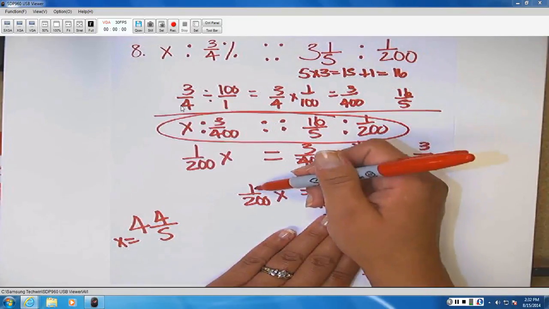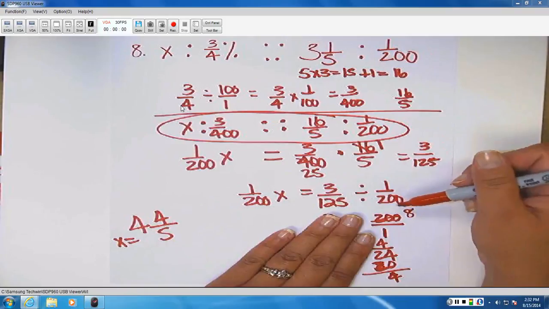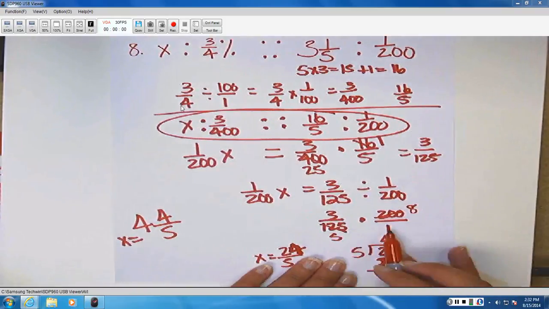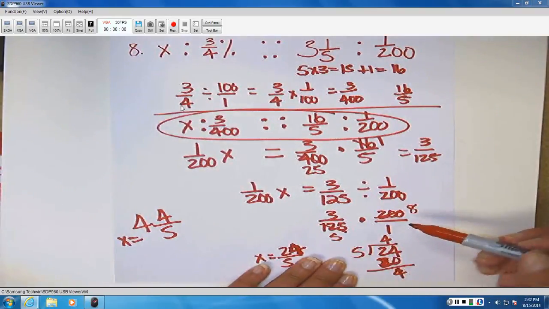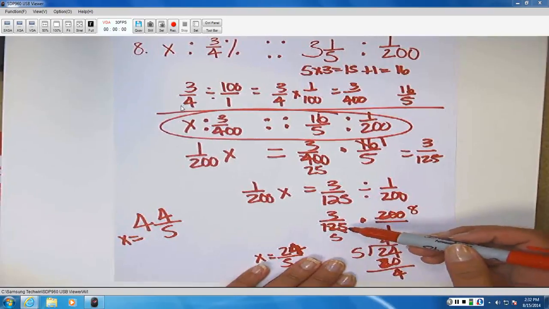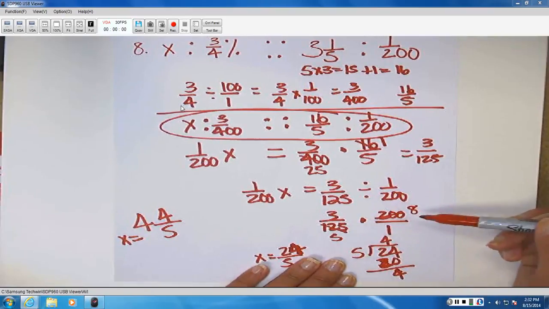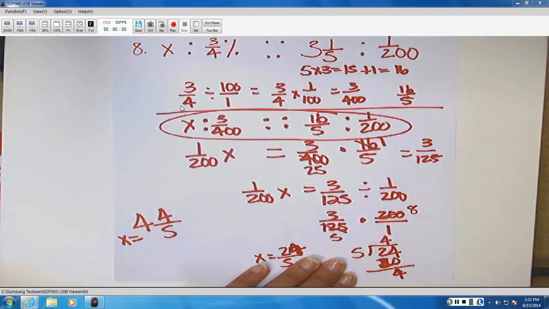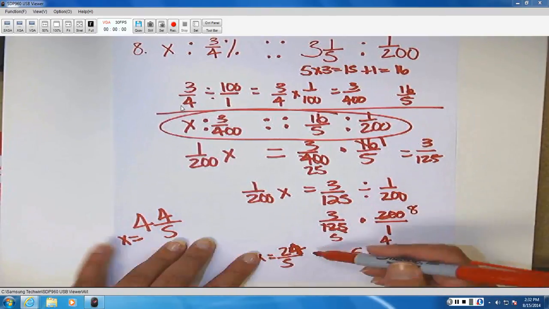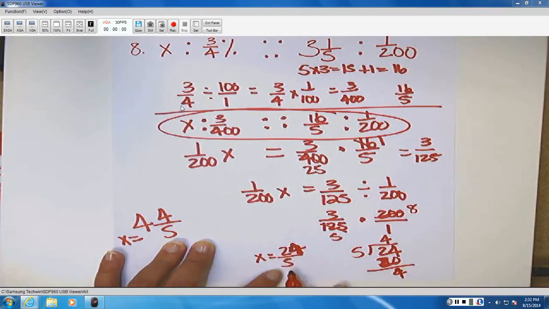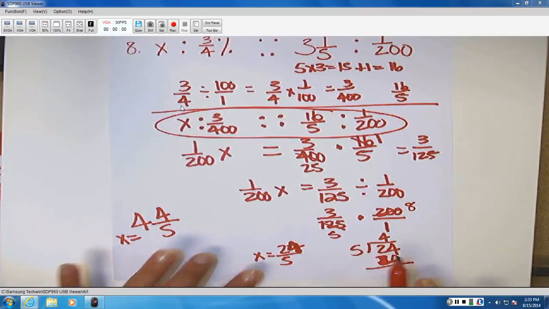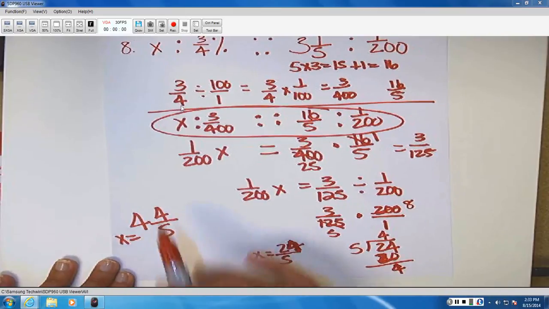We then brought this 1/200 over to divide it. Instead of dividing it, we flipped it upside down and multiplied. But before multiplying, we reduced. We knew that 25 would go into 125 5 times, and 25 went into 200 8 times. Once we reduced, we multiplied straight across. 3 times 8 is 24, and 5 times 1 is 5. So we were left with x equaling 24/5. We took that improper fraction and turned it into a mixed number, and we ended up with x equaling 4 and 4/5. Okay, we'll do another one.